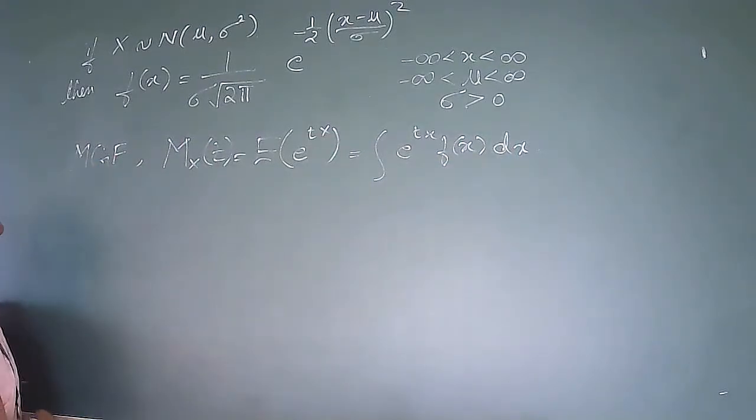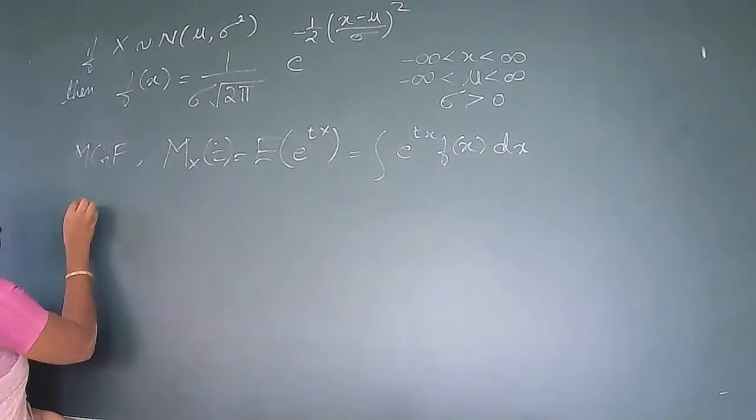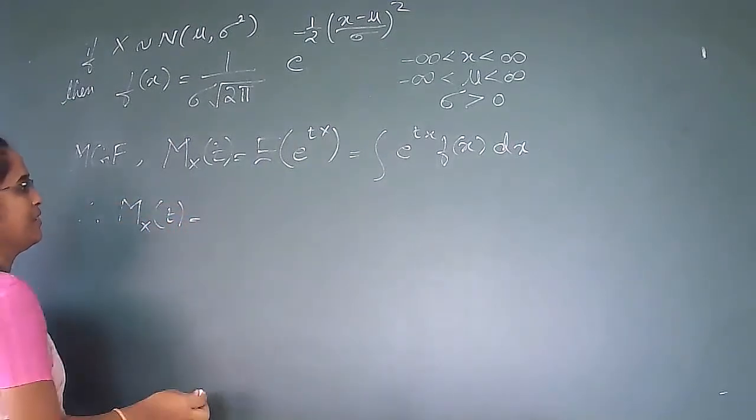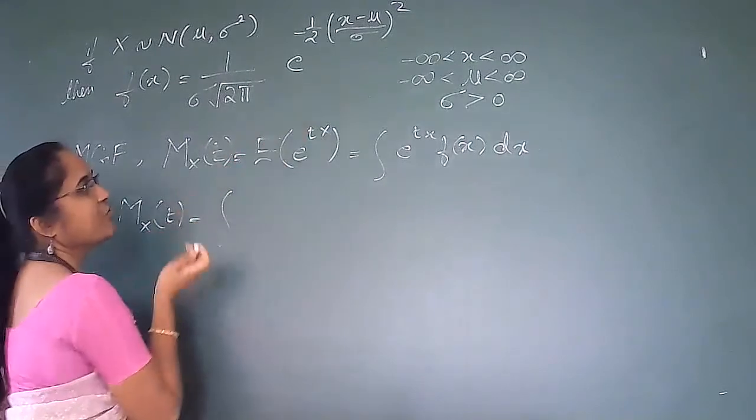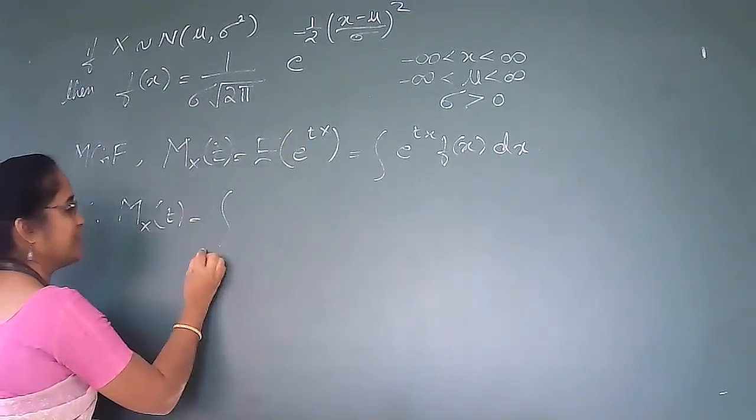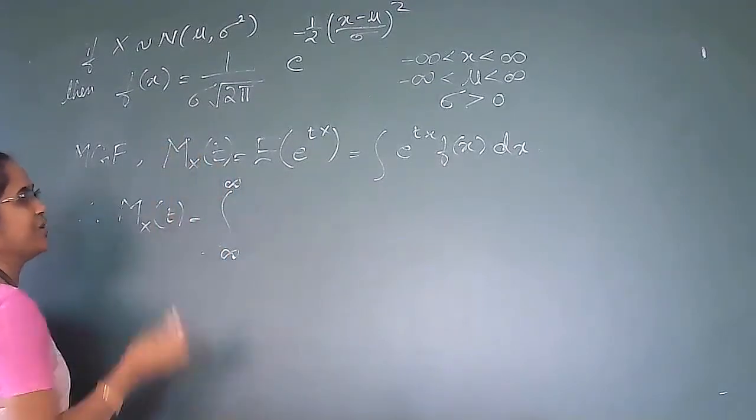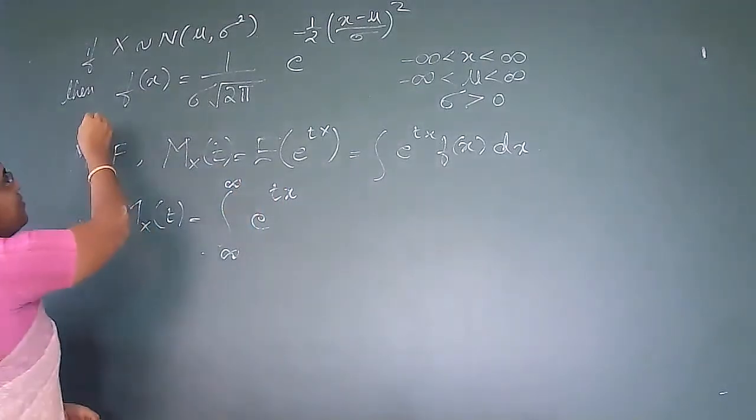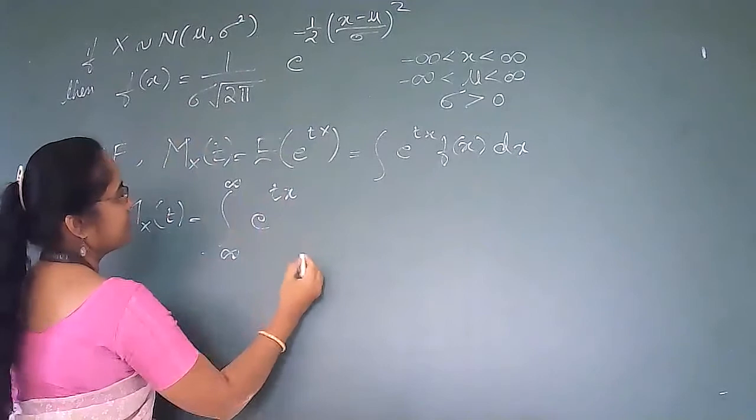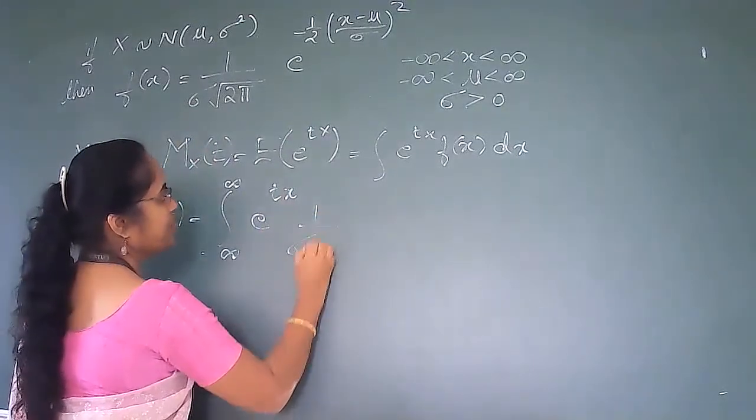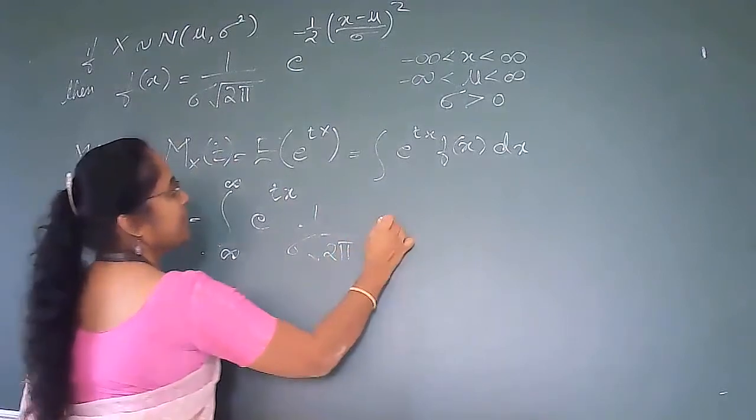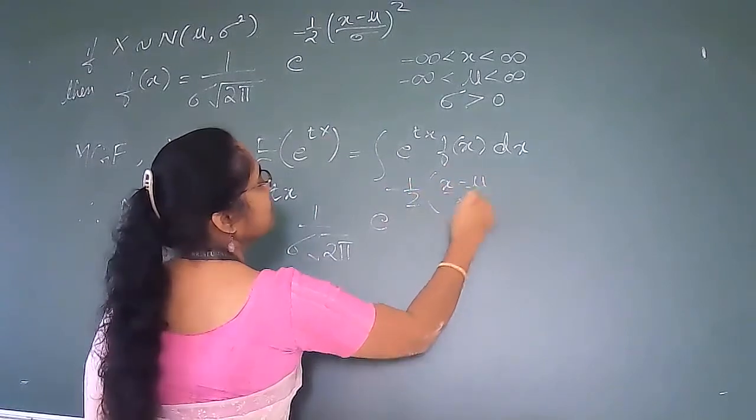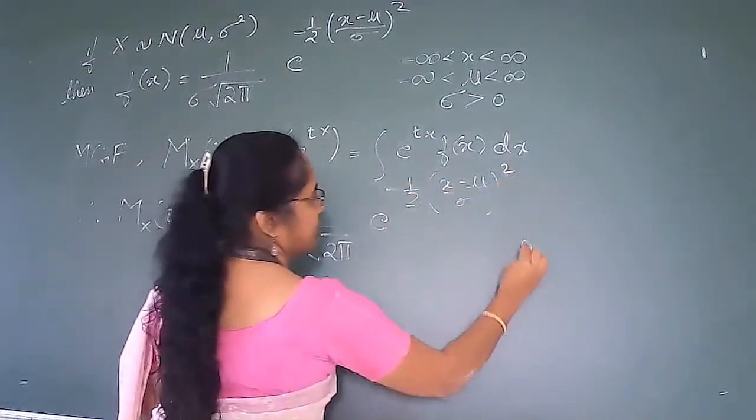Here we are talking about the normal distribution, and therefore the MGF M_X(t) is given by an integration. What is the range of x for us over here? It's from minus infinity to plus infinity. So integration from minus infinity to plus infinity of e raised to tx, f(x). f(x) is the PDF, which we have written, so we take it down here. It's 1 upon sigma root 2 pi, e raised to minus 1 half (x minus mu upon sigma) the whole square, dx.